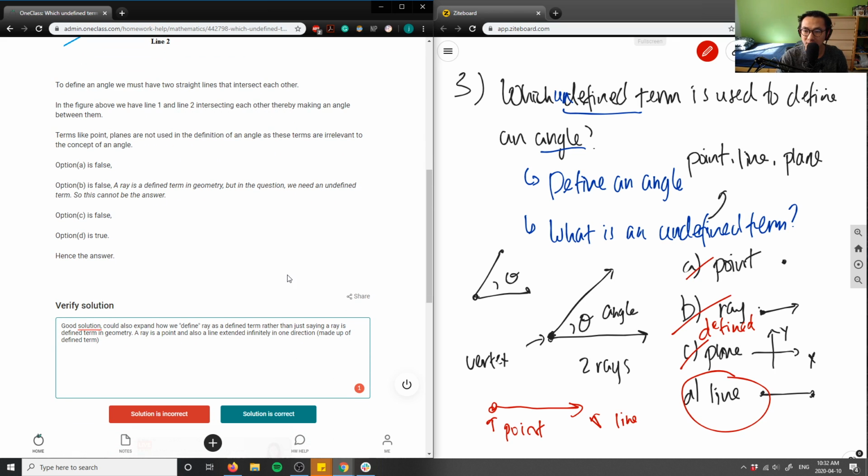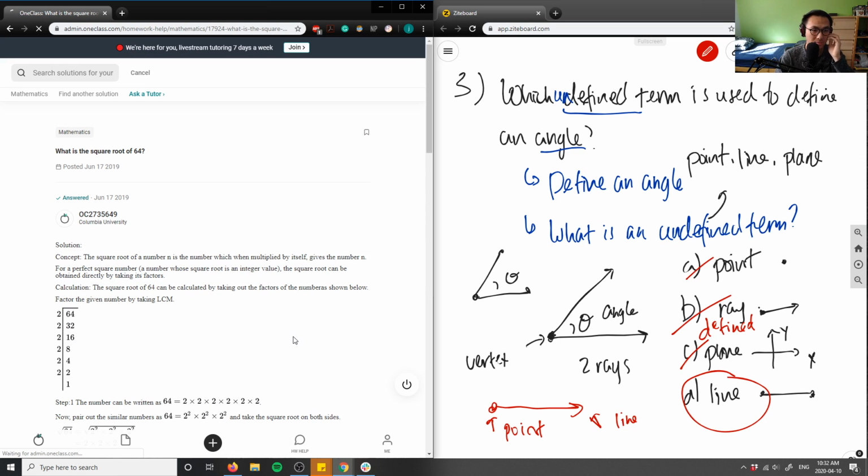So again, a ray is a defined term, made up of undefined terms. Yeah, cool. Awesome. That's going to be our answer for the solution. I'm going to mark our solution as correct. Sweet. So it's our next question here, number 4.